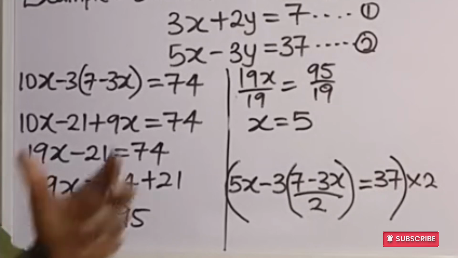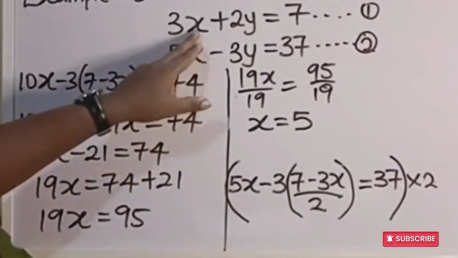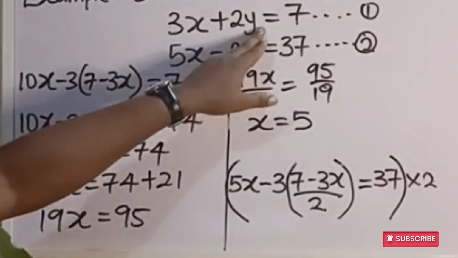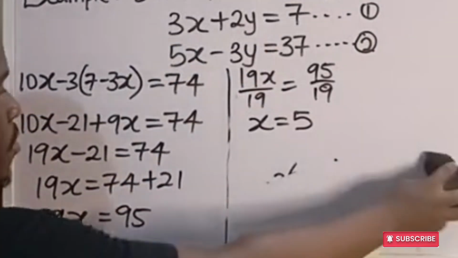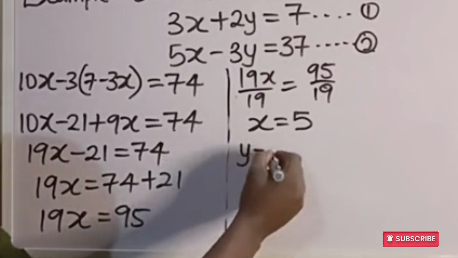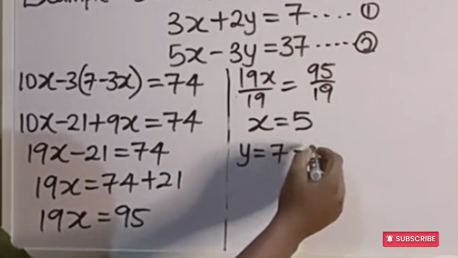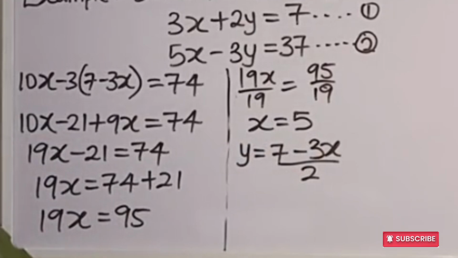Remember, solving simultaneous equations means finding the value of the variables. We've gotten the value of this variable. We need to find the value of this variable. But we know that from what we got in equation 3, y is equal to 7 minus 3x all over 2. That's what we got.